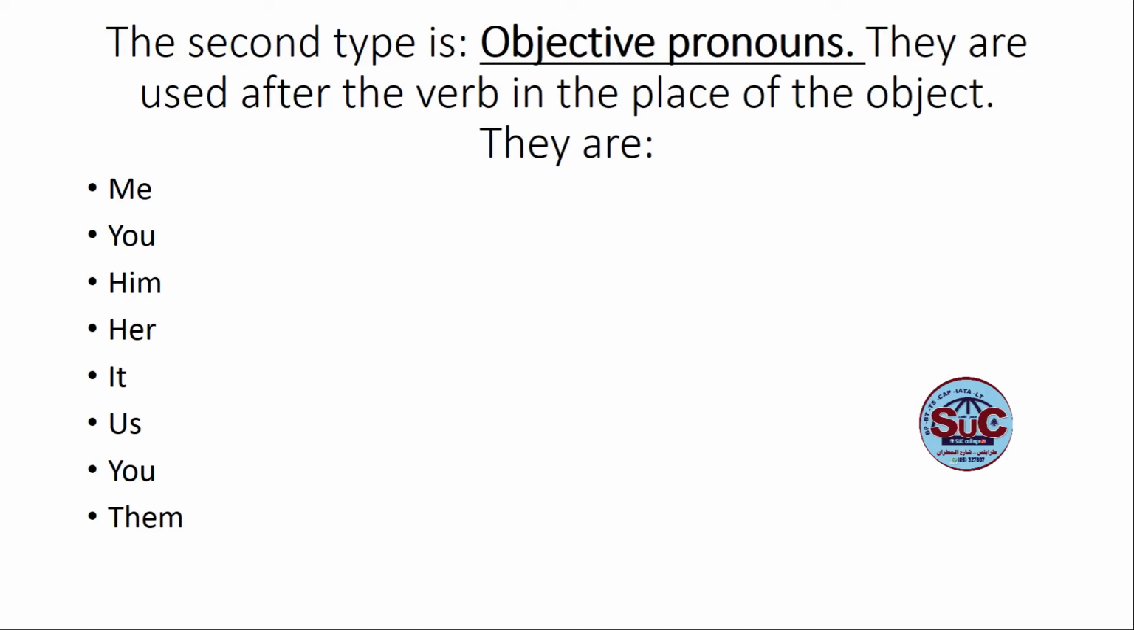So, me has the same meaning as I. Him has the same meaning as he. Her refers to she. Us refers to we. Them refers to they, but they differ in the use. I, I use it before the verb. Me, I use it after the verb. And later I will explain it in a chart.